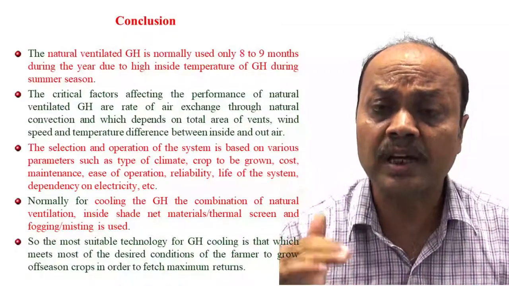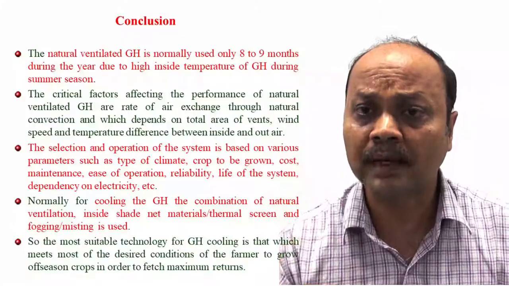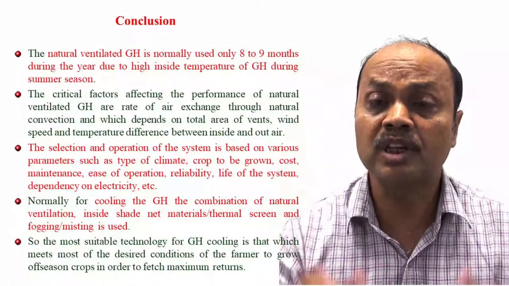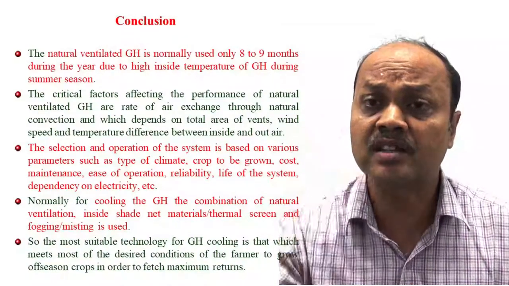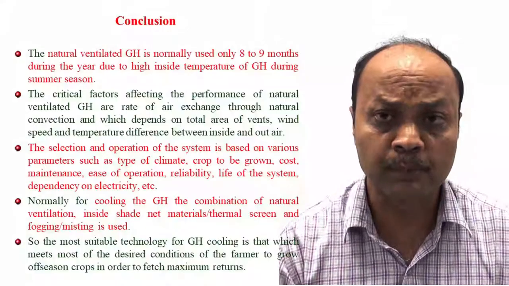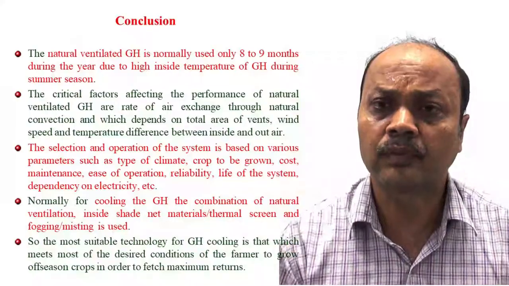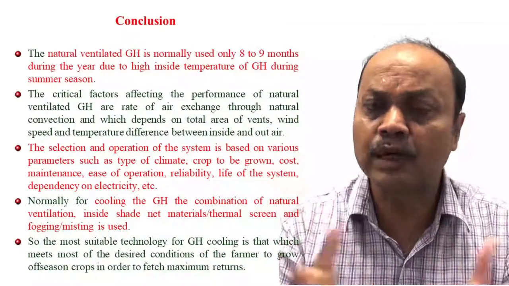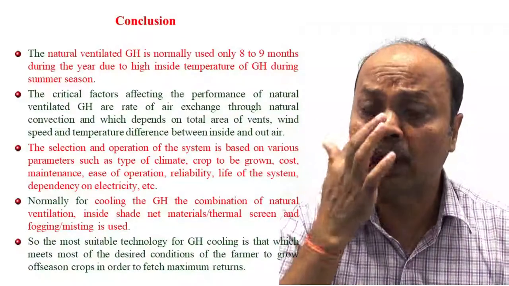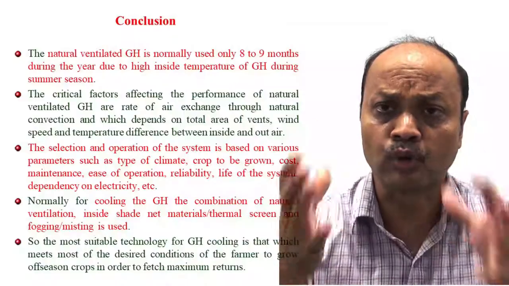But the issue is your cost, economics, which crop you will take, and what market you are thinking of. So the cost of running the system has one part, the construction, that is the fixed cost, and second is the operating cost. The operating cost is very high. Normally people are not using evaporative cooling. Normally in India, people are using natural ventilation and thermal screen. Basically you should use thermal screen, but people are using shade net. That is wrong. Apart from that, people are using the fogger or misting system to reduce the temperature.